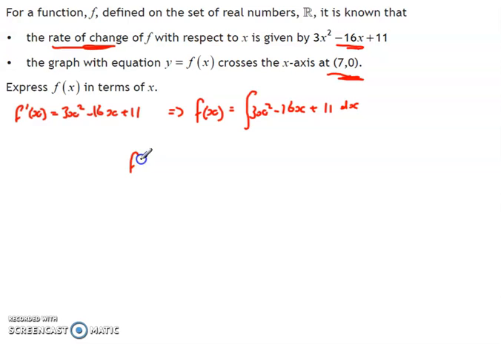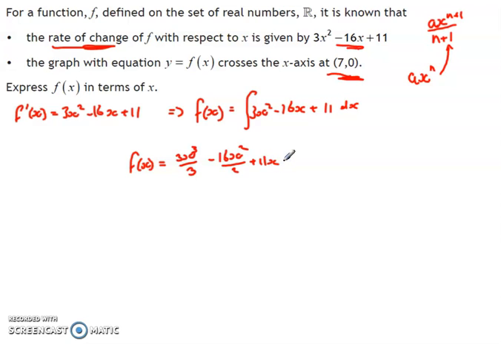So then f of x is equal, now remember, if we have a term that's ax to the power of n, when I integrate it, I get ax to the power of n plus 1 divided by that new power, n plus 1. So I do this and apply it to every single one of these terms. I'll end up getting 3x cubed over 3 for the first term, take away 16x squared over 2, then plus 11x for that third term there.